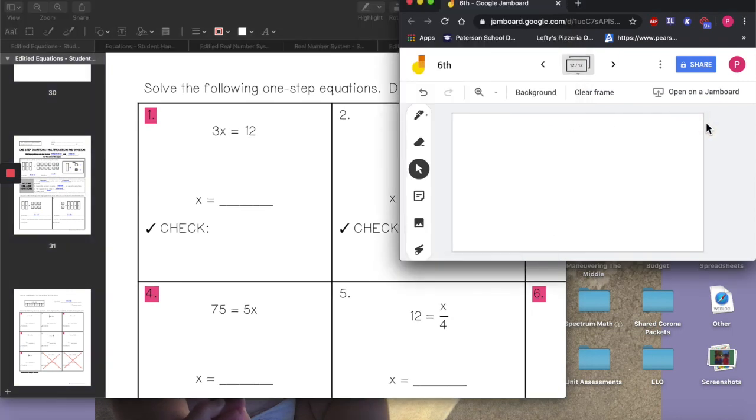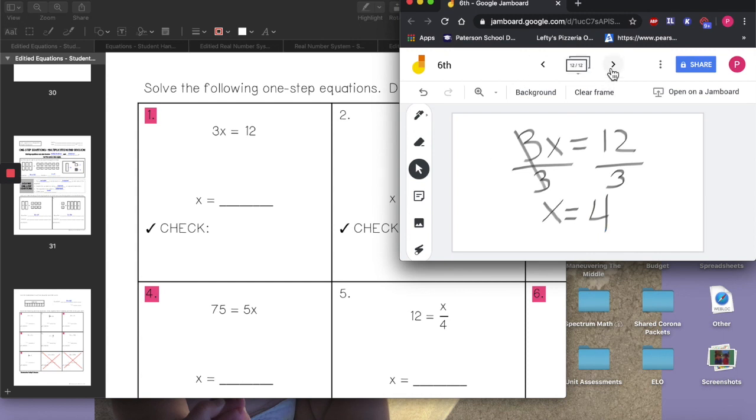So I have 3x equals 12. Now I need to start on the side with the variable. This is multiplication, so I need to use division to separate the 3 from the x. So I'm going to divide by 3, and what I do to one side, I have to do to the other side. My 3's will cancel out. X will be all by itself. And 12 divided by 3 is 4. So there you go. There's your answer to number 1.